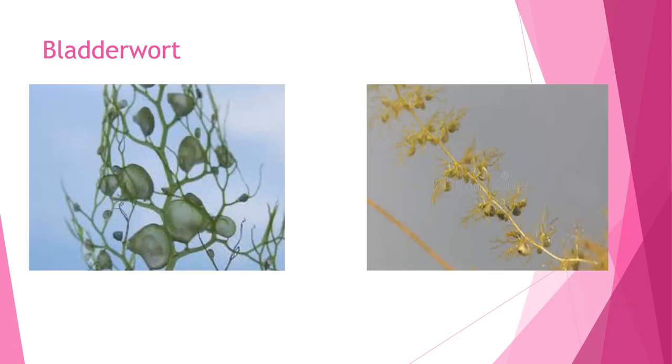The next example is bladderwort. If you see the bladderwort, the leaves have a large number of small, spear-shaped bladder structures. These trap small insects in less than a second.